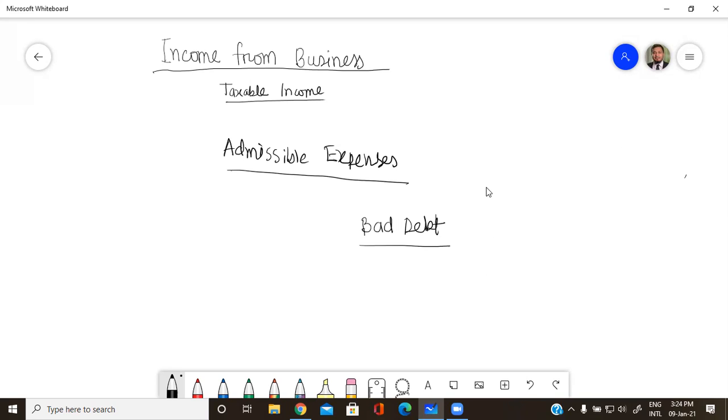But the thing is that in relation to bad debt, if you have shown a bad debt, say 20,000 in a particular income year, but after that income year, I mean the following income year, out of this 20,000 bad debt, 5,000 has been recovered for your effort. In that case, what you need to do, what your intuition tells.